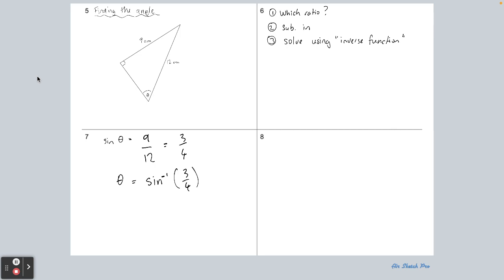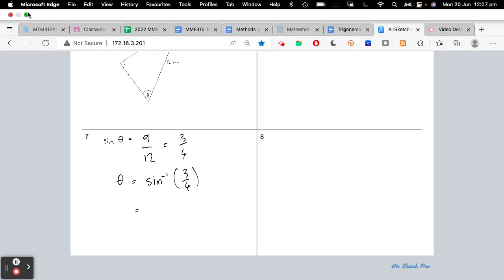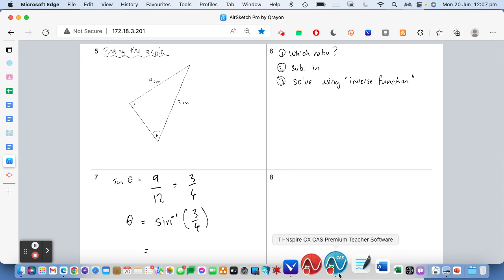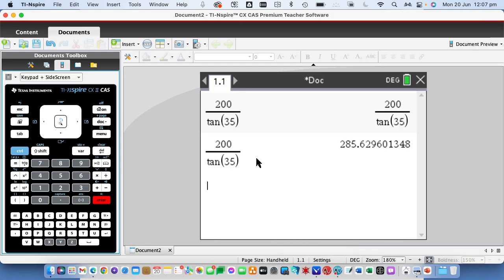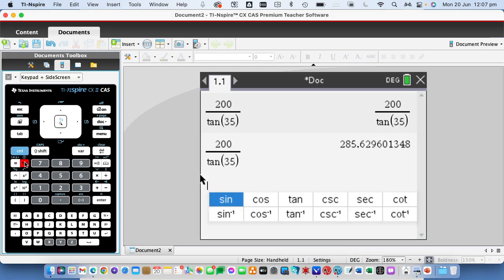I tend to write that down explicitly as a step because I think it's a good way to remember what you're up to. So sine gives out a ratio. The inverse of sine, which is what sine to the -1 means, gives out an angle. So what we'll do now is quickly go to your old pal, the calculator, and I'll show you how to do that. It's in the same spot there, but underneath sine, you can see sine inverse.